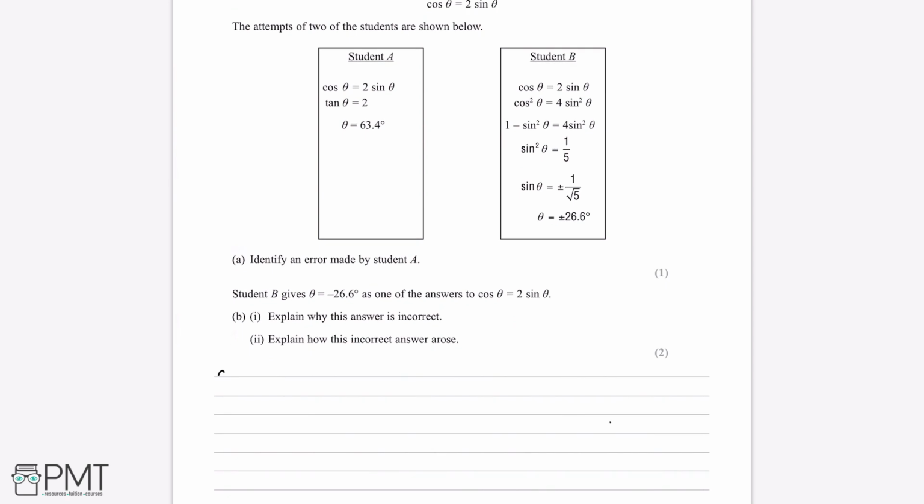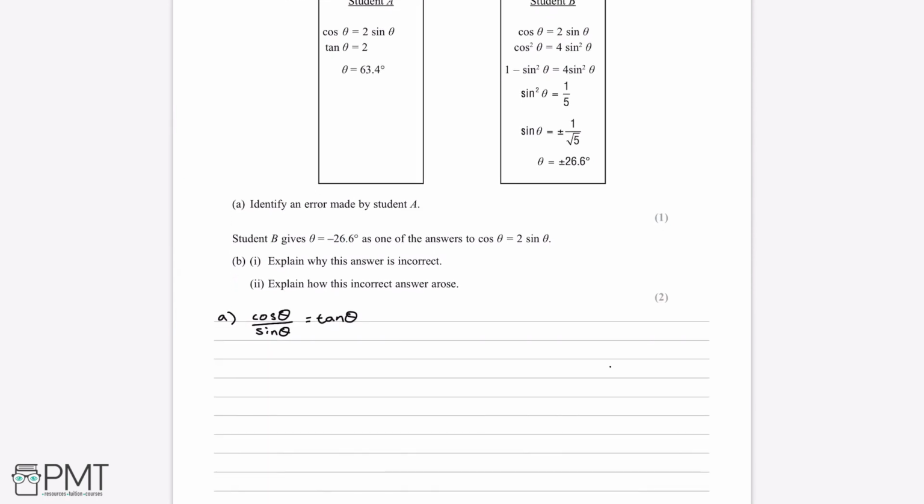So this means that they've assumed that cos theta, this is on the left-hand side now, divided by sine theta is equal to tan theta, because they started out with cos theta, and then if we divide both sides by sine theta, they have ended up with tan theta. However, the equation for tan theta is actually sine theta over cos theta and not cos theta over sine theta, so they've got the equation the wrong way round. And so we can say that it should be sine theta over cos theta is equal to tan theta.